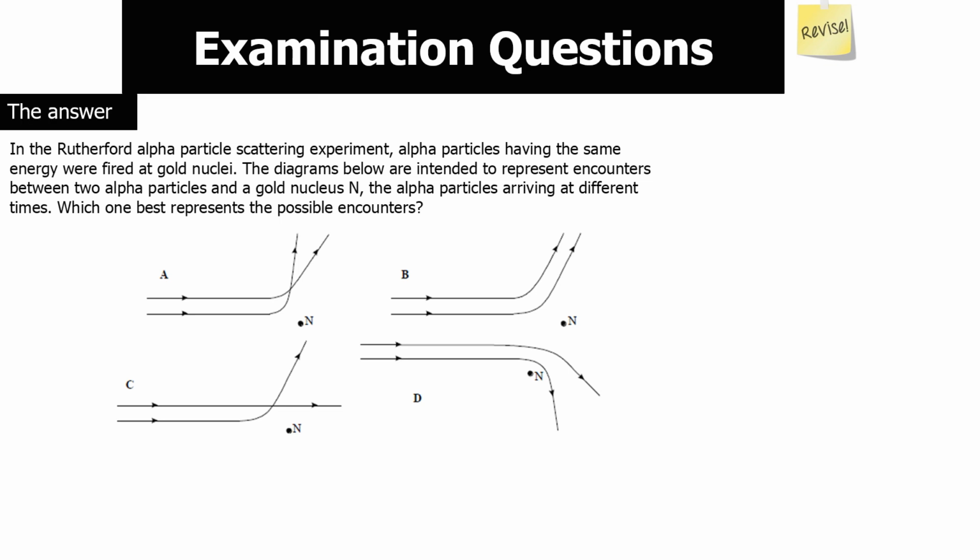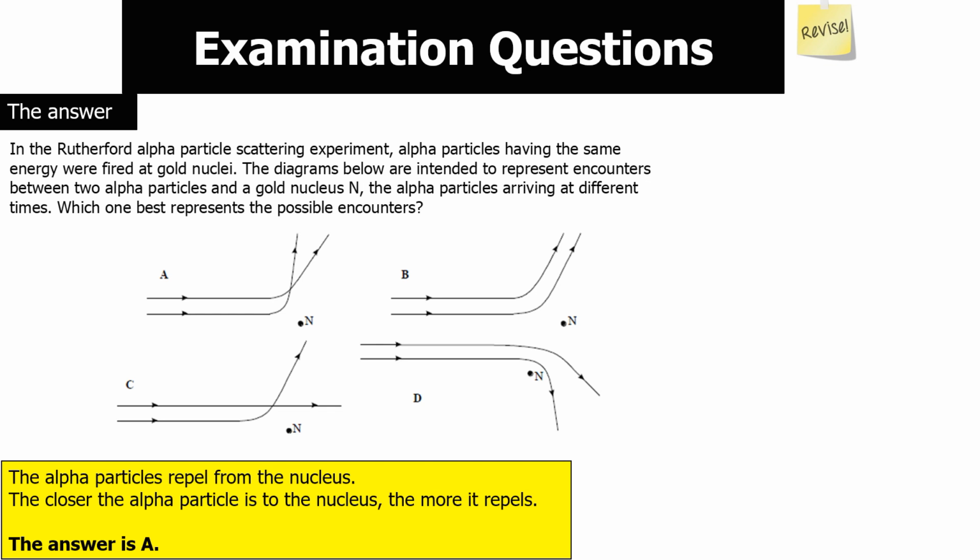Right. Now, the important thing to note is the alpha particles repel from the nucleus because they're both positively charged, and the closer the alpha particle is to the nucleus, the greater the repulsion will be, because it's the electrical force which links into the distance they are from each other. So therefore our answer will be A.